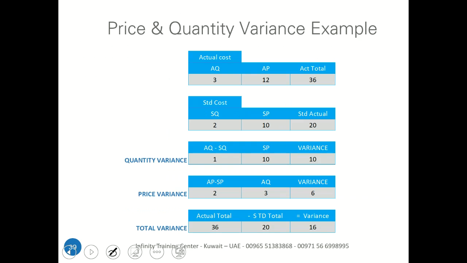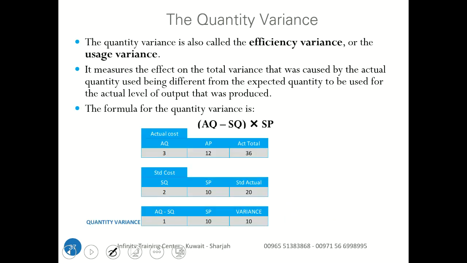And if you add both the variances, we have a quantity variance of $10 and a price variance of $6. So we get a total variance of $16. That is what we got in the first slide.